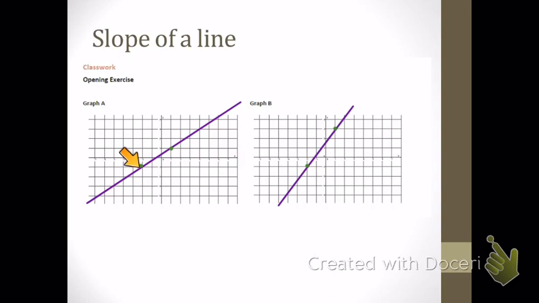Okay, so if I'm here, I could go up 2 and over to the right 3. And that would be my directions for moving. I'd go up 2 and to the right 3. And then on graph B, I would need to go up 1, 2, 3, 4 and over 1, 2, 3. So up 4 and over 3 on graph B.